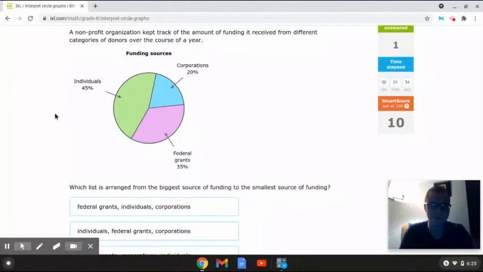Alright, so this next problem reads, a nonprofit organization kept track of the amount of funding it received from different categories of donors over the course of a year. Okay, so this circle graph is showing us the funding sources. And if we look, corporations has 20%, federal grants have 35%, and individuals have 45%.